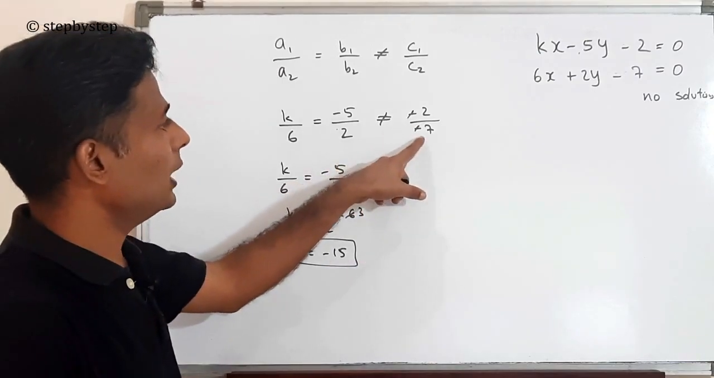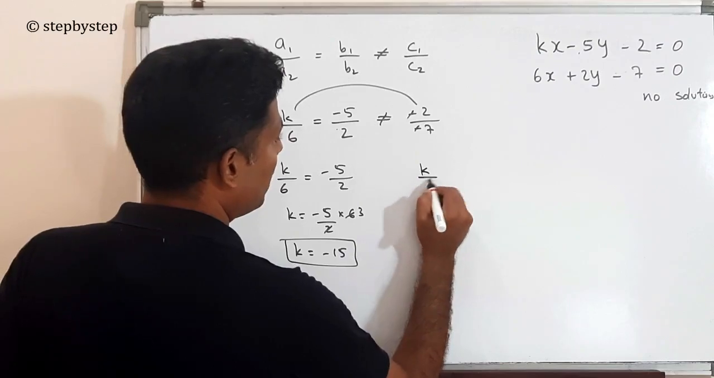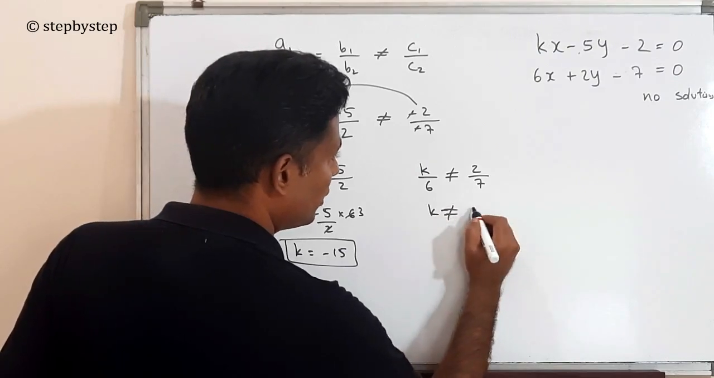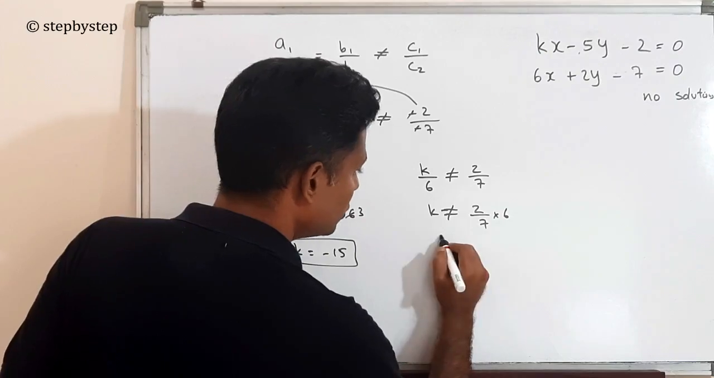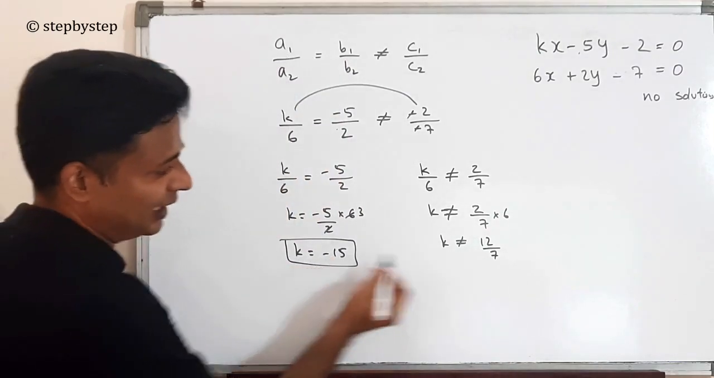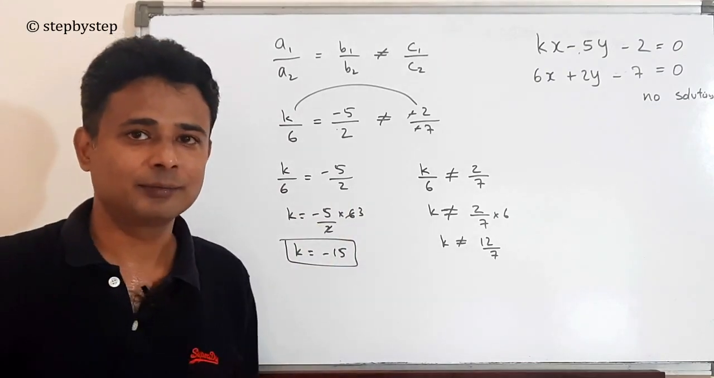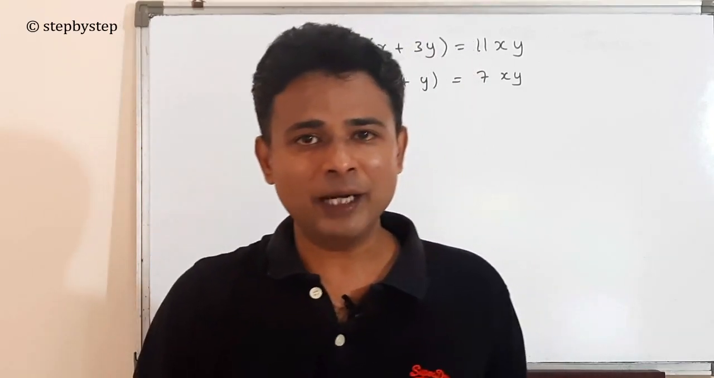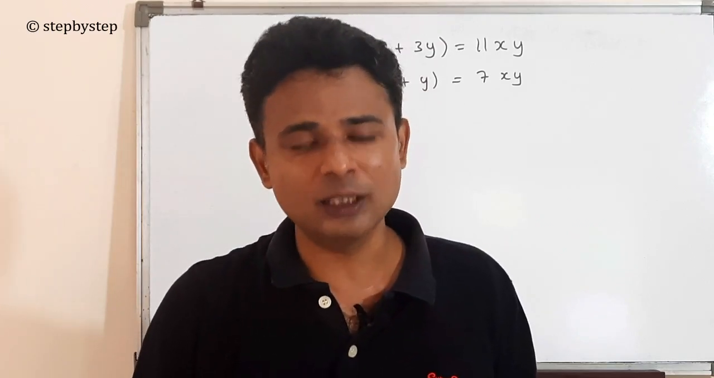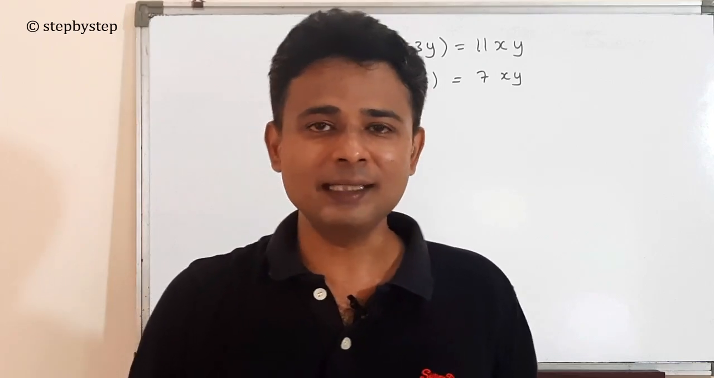We'll verify over here. So we'll take the first and the last one. So what do we have? K by 6 not equal to 2 by 7. So K is not equal to 2 by 7 into 6. So K not equal to 12 by 7. So since K is minus 15, it is not equal to 12 by 7, which means the value of K is minus 15. Alright guys, I hope by now you have understood how to use the conditions for infinite solutions, unique solution and no solutions. So generally those are the kind of problems you will face in exams.